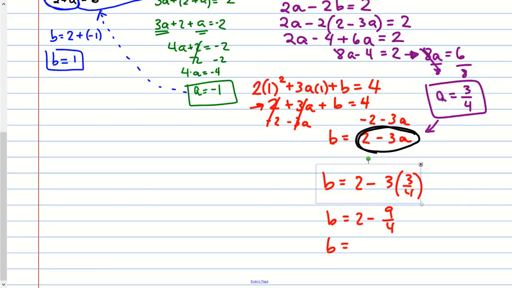And yay for fractions, right? In order for me to actually subtract, I need common denominators. So 2 is actually 8 over 4, right? Because 8 divided by 4 is 2. Minus 9 over 4. And so then I get 8 minus 9 is negative 1/4.